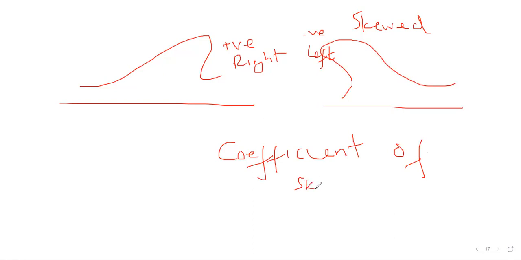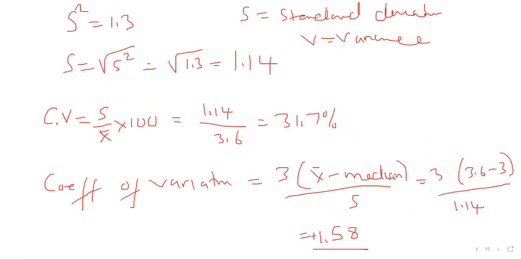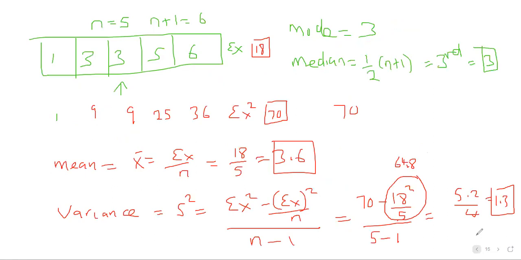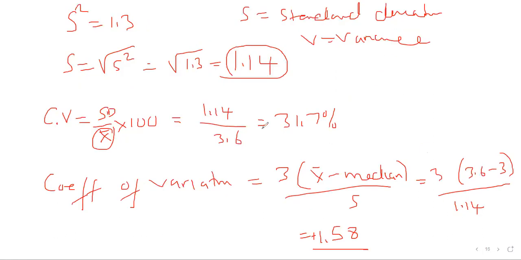Yes, Matimba. I didn't get what you said on the coefficient of variation. How did you get that? It is given by the standard deviation, which was 1.14, divided by the mean. The mean we just calculated was 3.6. So when you divide the standard deviation, 1.14, by the mean, 3.6, and multiply by 100, we get our percentage as 31.7. That is how. Yes, and then the next thing there.